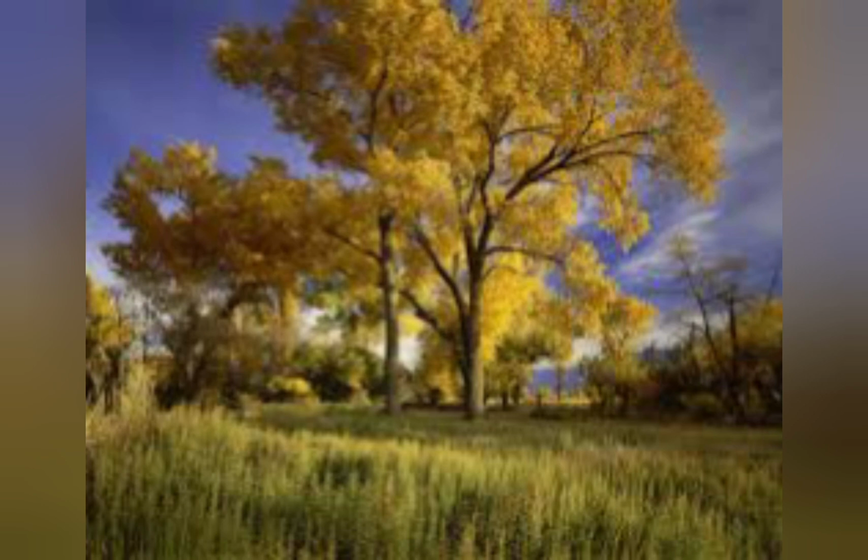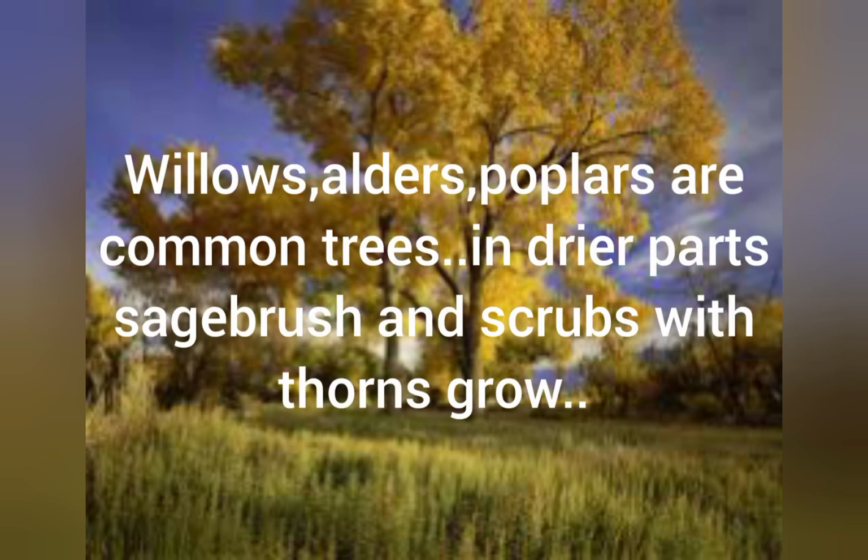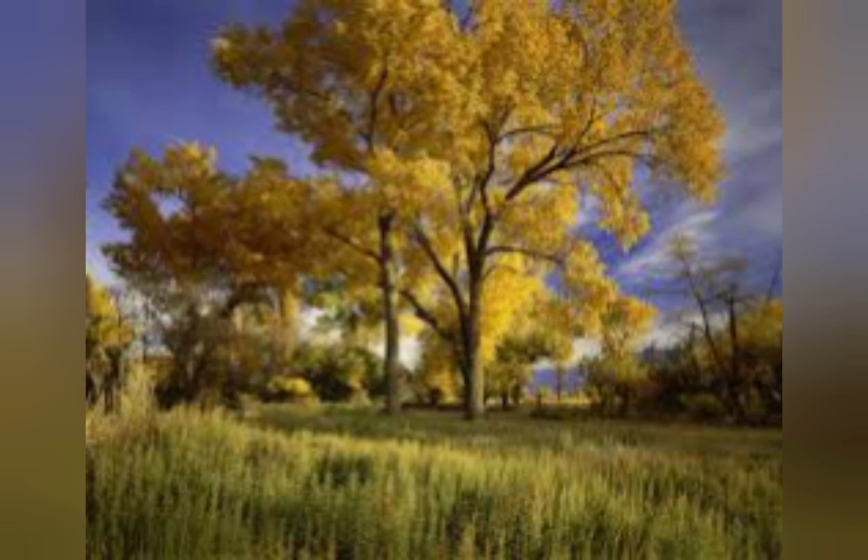There are some plantations or vegetation which are very common here, which are willows, alders, and poplars. In the drier parts where there is less rainfall, sagebrush or scrub with thorny plants are also found, as well as short grasses. They grow everywhere along with huge and long grasses.